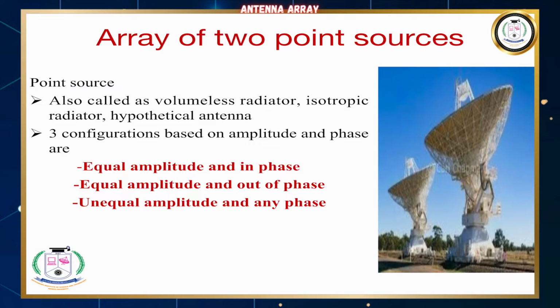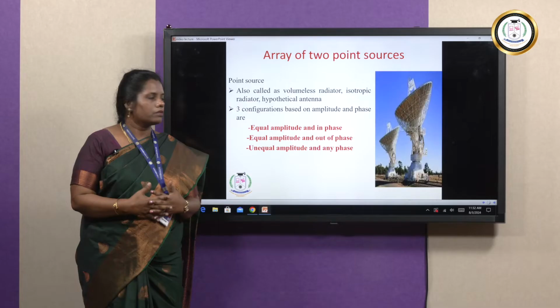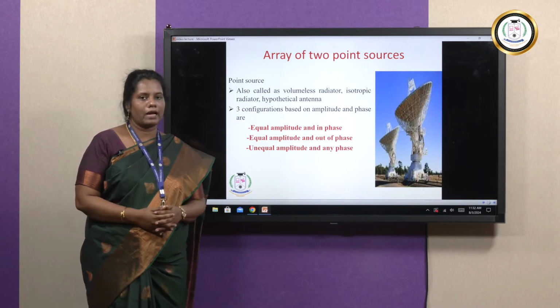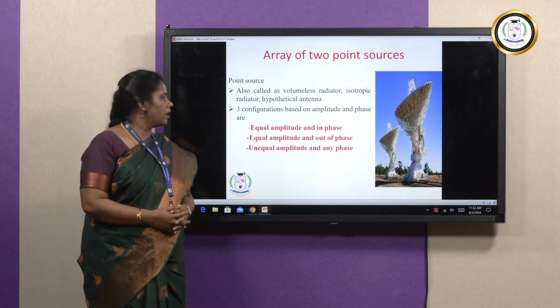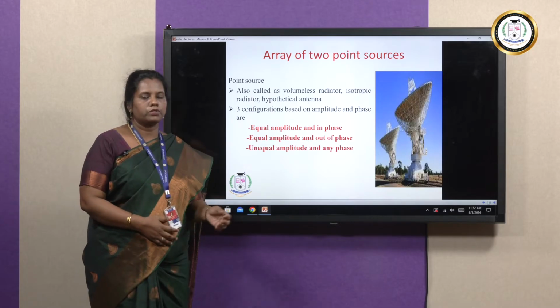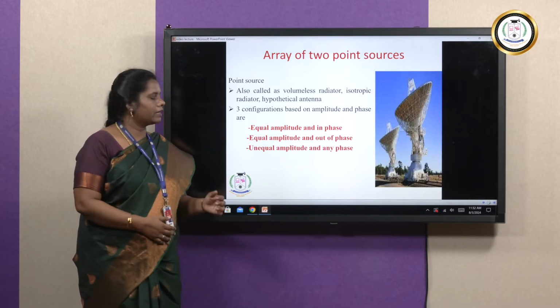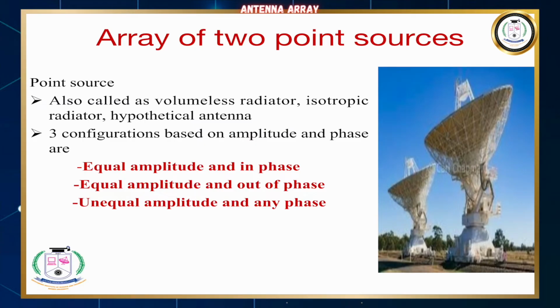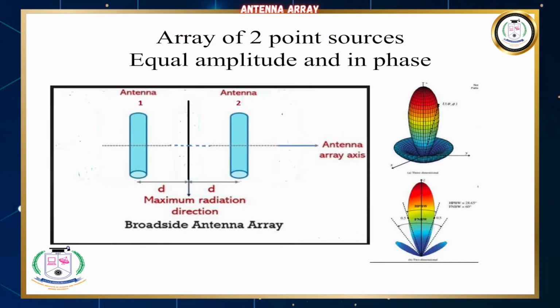Now, the array of 2-point sources. When two antennas are excited simultaneously, what configurations will appear? With respect to amplitude and phase, there are equal amplitude and in phase configuration, equal amplitude and out of phase configuration, and unequal amplitude with any phase. We are going to discuss these three configurations one by one. First, the array of 2-point sources with equal amplitude and in phase configuration.